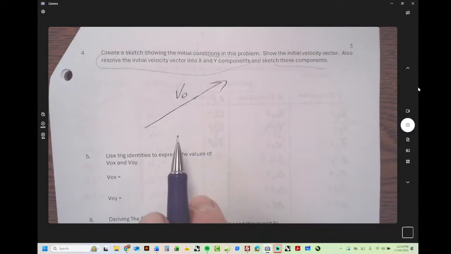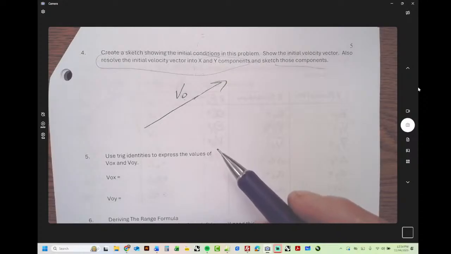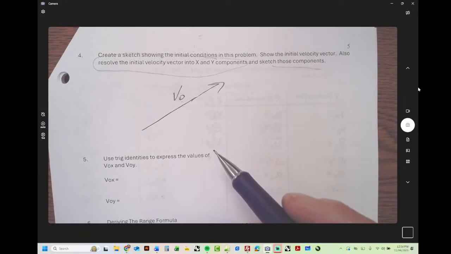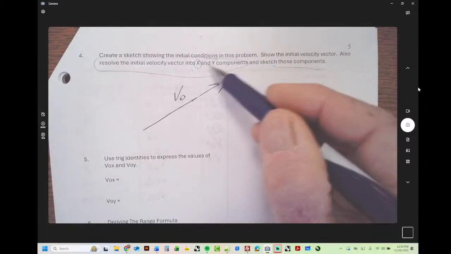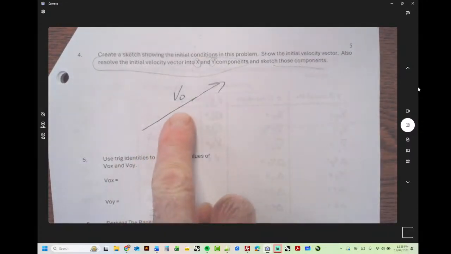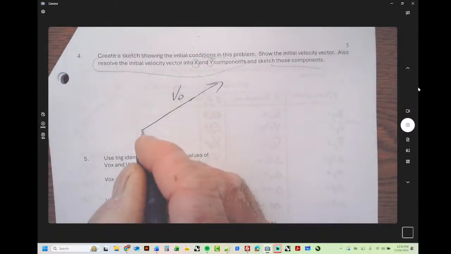So can you picture what I'm about to draw? I'm going to draw the x component of this first. There are 2 different ways I can draw it. One's kind of silly, so I'm not going to do that. So basically the x component and the y component added together give me this. All right, here's the x component.